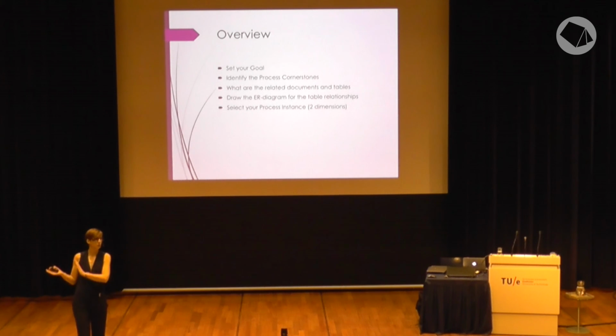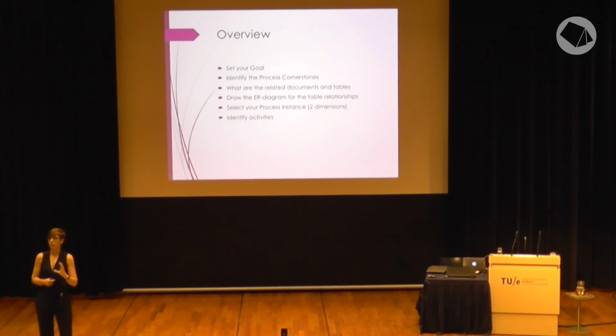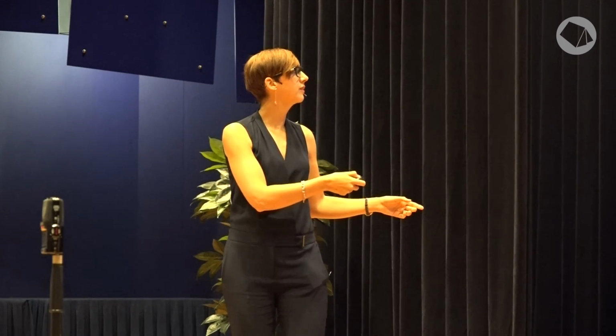Select your process instance according to those 2 dimensions. Am I going to take a document from the beginning of the process, or am I going to take a document at the end of the process? Am I going to take a header level or an item level? Identify your activities according to the graphical flow. You start, you expand, you shrink again. Okay, and then evaluate, and this can be a possible overlap with the 4th part in this phase. Evaluate the attributes that you have as possible candidates to give an extra dimension on your activities.